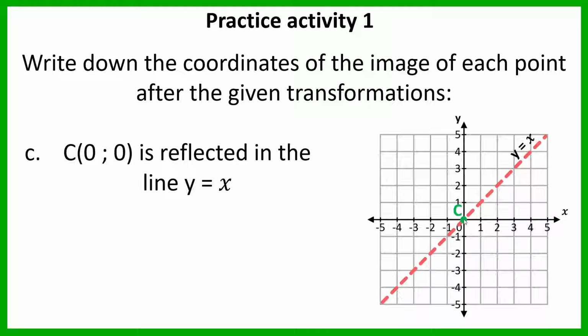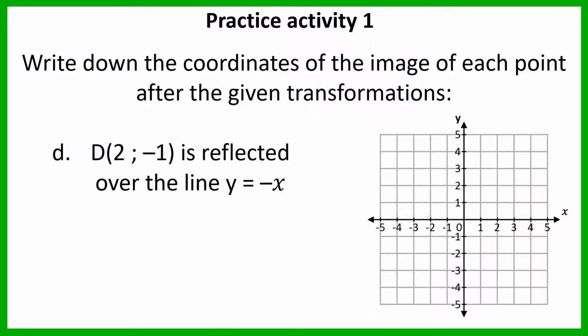Now, the distance from the point C to the line y = x is 0 because it's on the line. So when I reflect it, I don't need to go any distance away from the line y = x on the other side because it's on the line. So the point C prime is the same as the point C over there. So it also has the coordinates (0, 0). So that you should have got for question C.